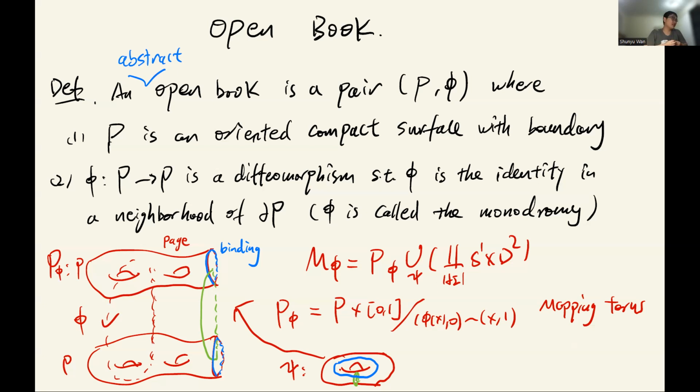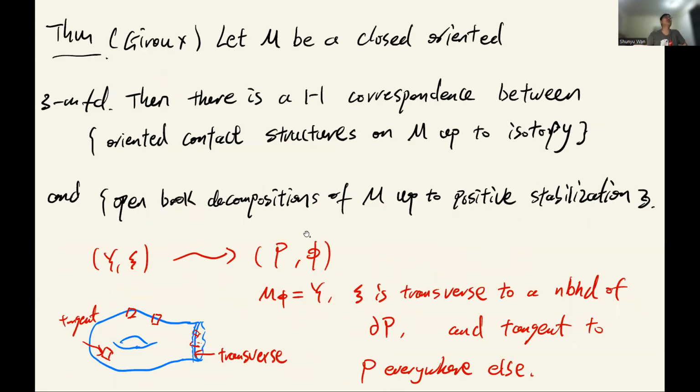And we can assume that for any closed three-manifold, there is also an abstract open book associated with it. Okay, so how is that related to contact geometry? It's a theorem given by Giroux. For any closed oriented manifold, there is a one-to-one correspondence between the oriented contact structures on M and the open book decompositions of M. And here is a brief description.